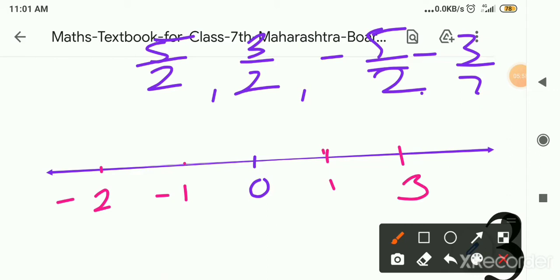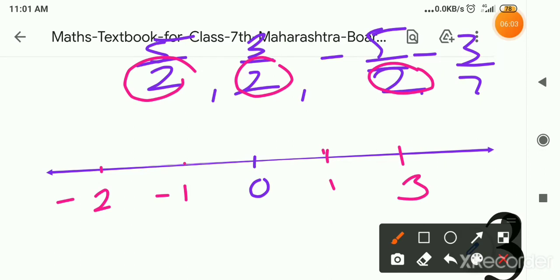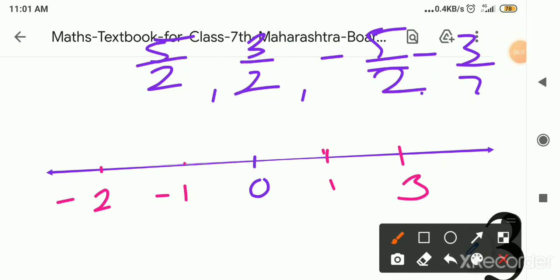So here, what is the denominator? Every fraction has the same denominator, that is 2. So each place in between the two numbers we have to divide into 2. Here I will divide it at 1. This part, how many parts? 2 parts are there. So in this way, just divide each place between two numbers into 2 parts.